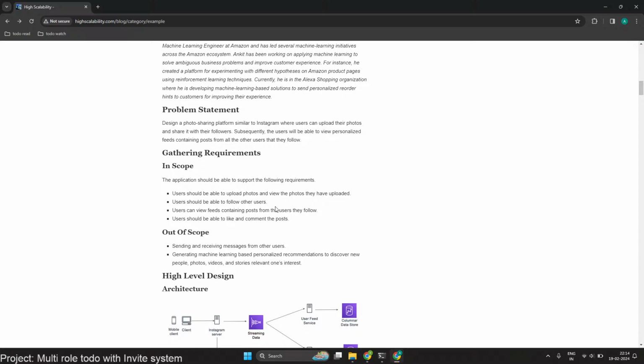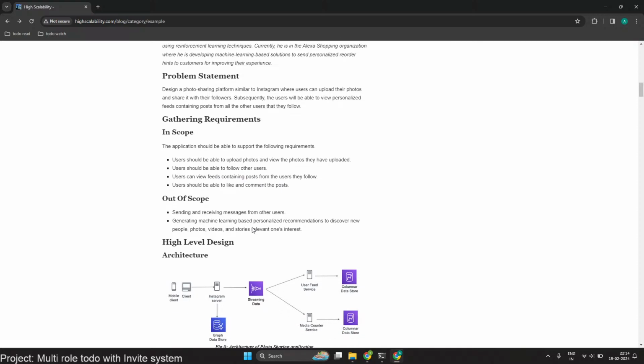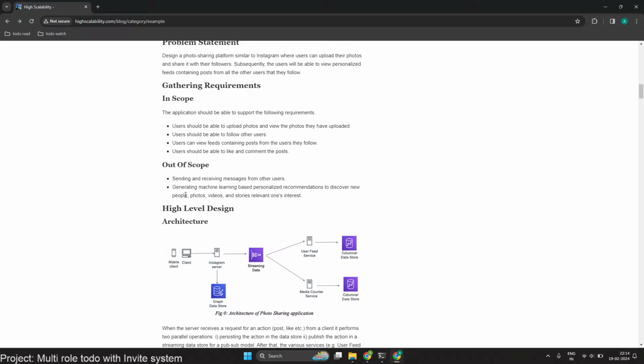The application should be able to support the following requirements. Users should be able to upload photos, and with the photos they have uploaded, this will be like a profile. You should be able to follow other users, and the user can view feeds containing posts from the users they follow. Okay, users should be able to like and comment on the post. Out of scope: sending an email, receiving messages from other users, and machine learning based personalized recommendation to discover new people, photos, videos, and stories.